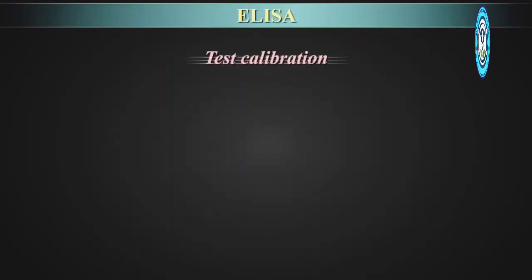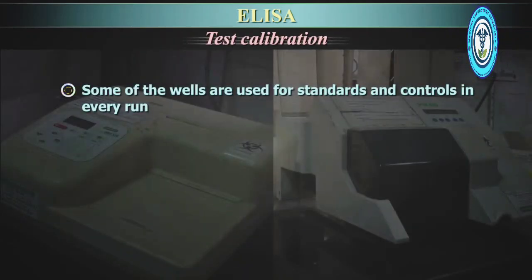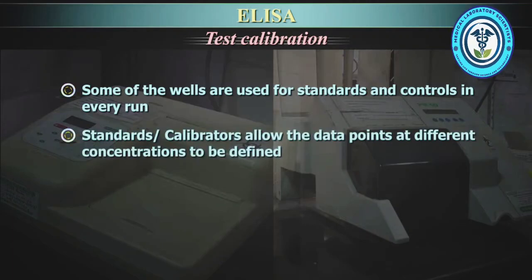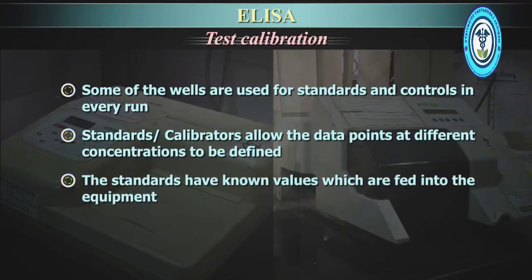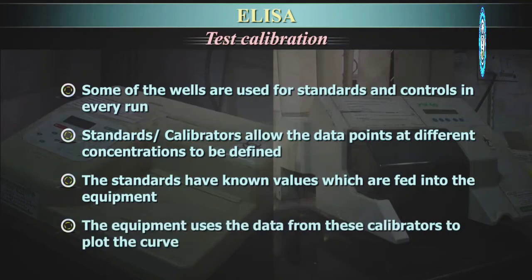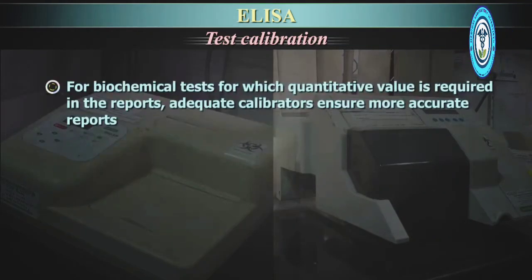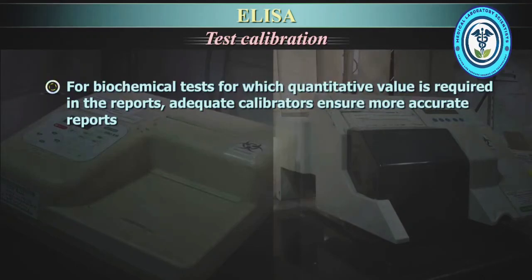Test calibration. Some of the wells are used for standards and controls in every run. Standards or calibrators allow the data points at different concentrations to be defined. The standards have known values which are fed into the equipment. The equipment uses the data from these calibrators to plot the curves. For biochemical tests for which quantitative value is required in the reports, adequate calibrators ensure more accurate reports.